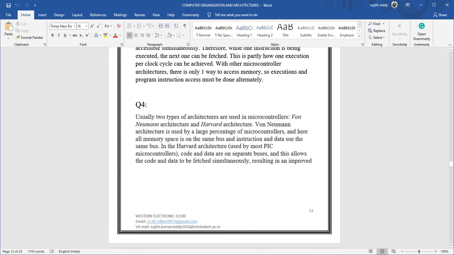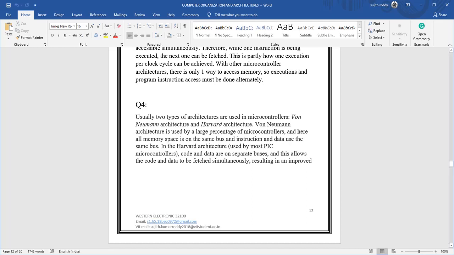Usually two types of architectures are used in microcontrollers: Von Neumann architecture and Harvard architecture. As we discussed, the microcontroller currently in use, which is electronic, is using Harvard architecture.